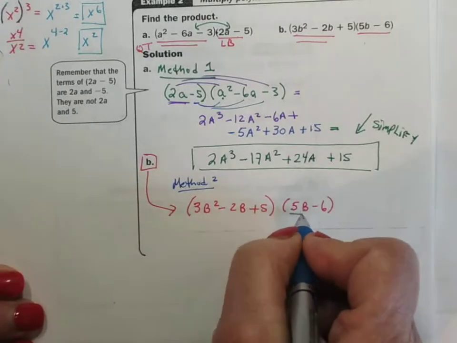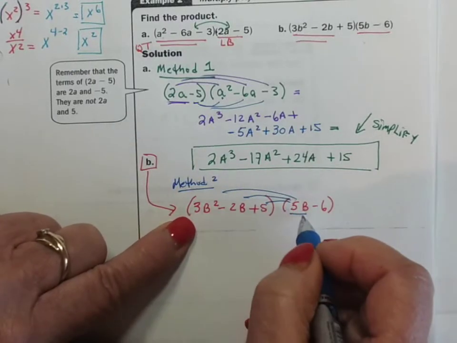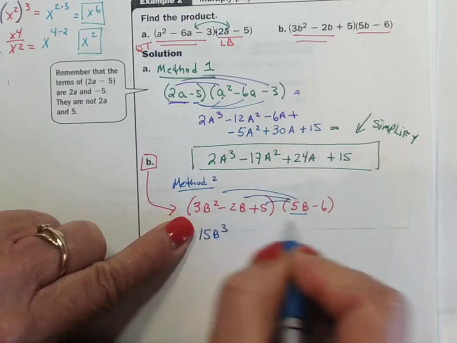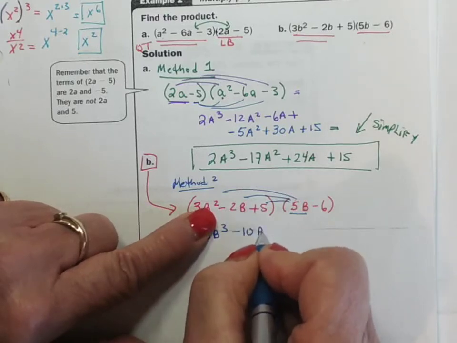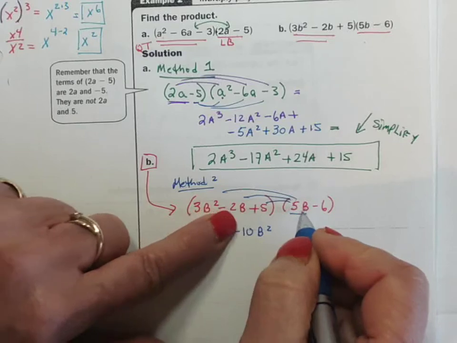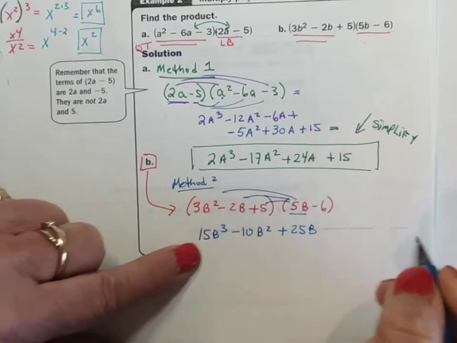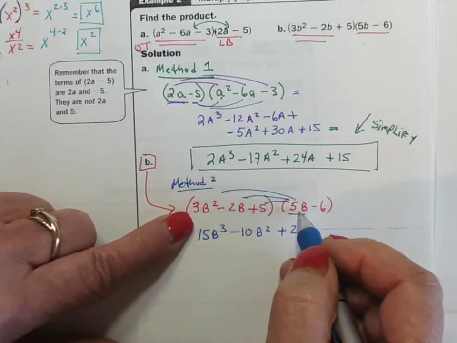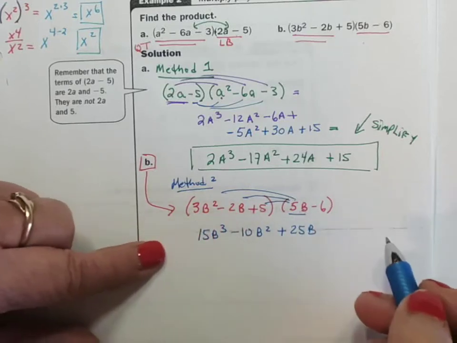So I'm now going to take this term and I'm multiplying it by these 3 terms. So 5b times 3b squared is 15b cubed. 5b times negative 2b, negative 10b squared. 5b times 5 plus 25b. And sometimes what I like to do is I just kind of go back in my mind and make sure that I've done it correctly so I don't have to go back. So that is 15b cubed minus 10b squared plus 5b.